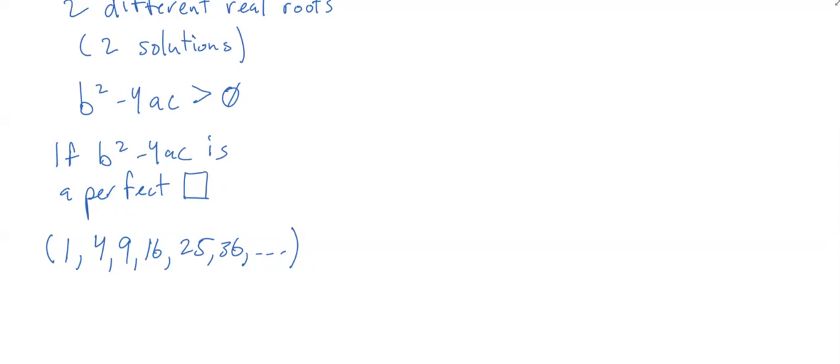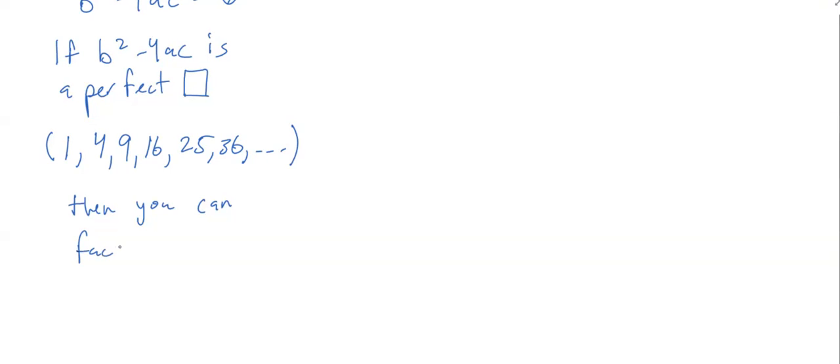Then you can factor. If b squared minus 4ac is a perfect square, one of those values or one of the big ones, then you can and should factor. Otherwise, quadratic formula. So if it's not a perfect square, all you have to do is type it into your calculator. You don't have to know the list of perfect squares.